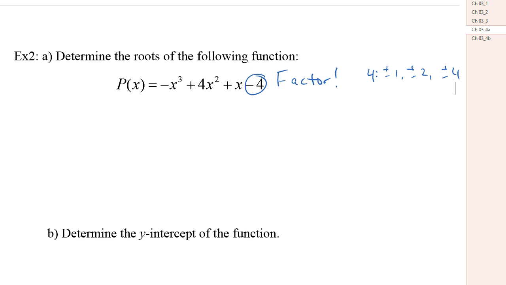We're going to use the remainder theorem. Let's test for x minus 1 first of all. In other words, I'm going to put 1 in for x in that polynomial p of x.